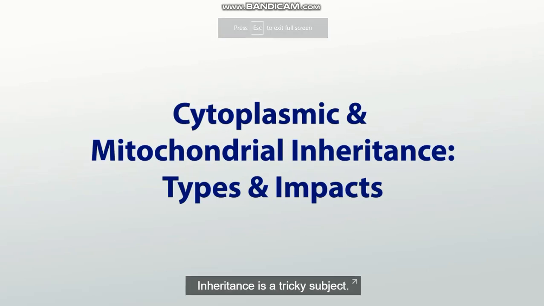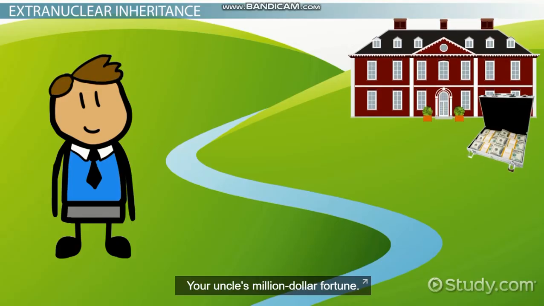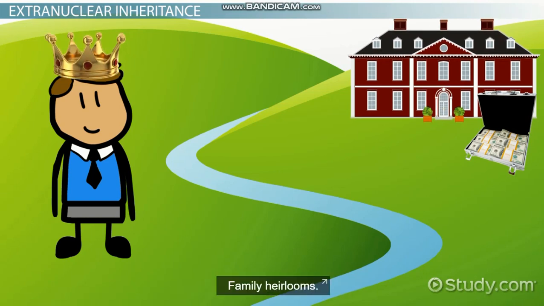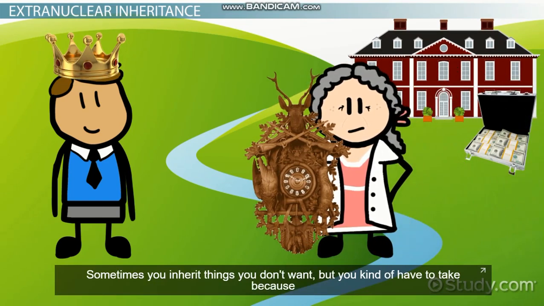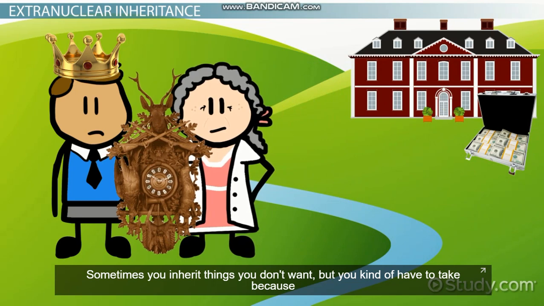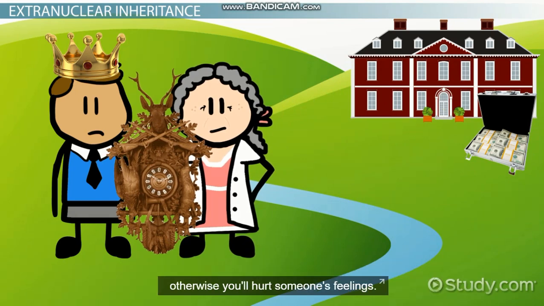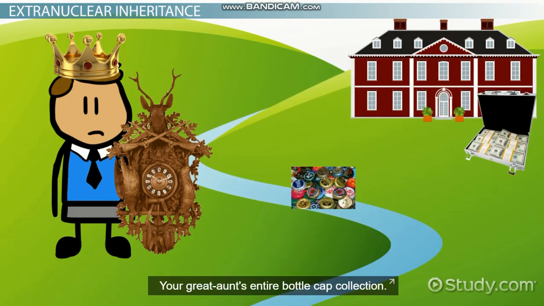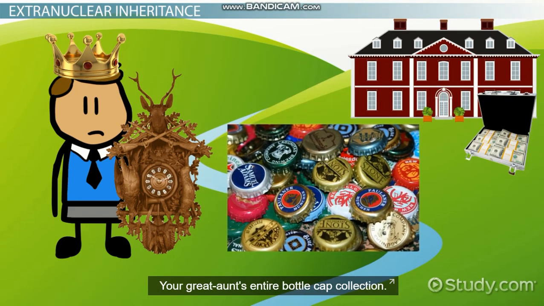Inheritance is a tricky subject. Sometimes you inherit things you want. Your uncle's $1,000,000 fortune. Family heirlooms. Sometimes you inherit things you don't want, but you kind of have to take because otherwise you'll hurt someone's feelings. That weird bird clock from your grandma's house. Your great-aunt's entire bottle cap collection.